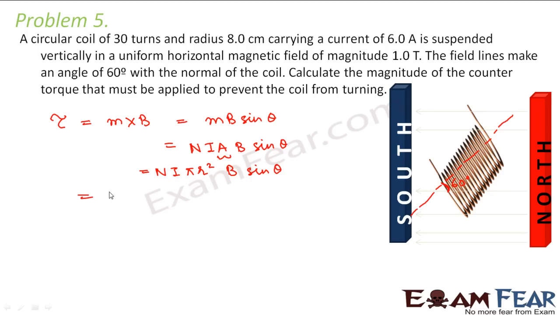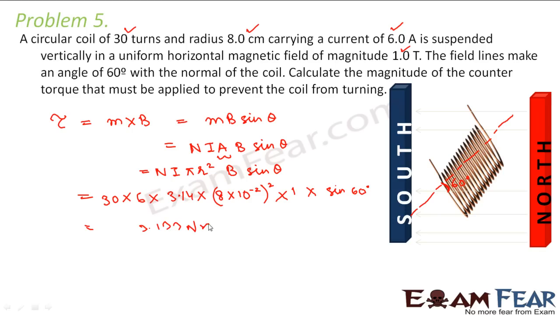So now let us put the values. What is N? N is the number of turns, which is 30. What is the current flowing through it? It is 6 amperes. Pi is 3.14. What is the radius of the coil? Radius is 8 centimeters, that is 8 into 10 to the power minus 2 whole square, into magnetic field, that is 1 Tesla, into sine theta, that is sine 60 degrees. So this comes out to be 3.133 Newton meter. So this is the value of the torque.